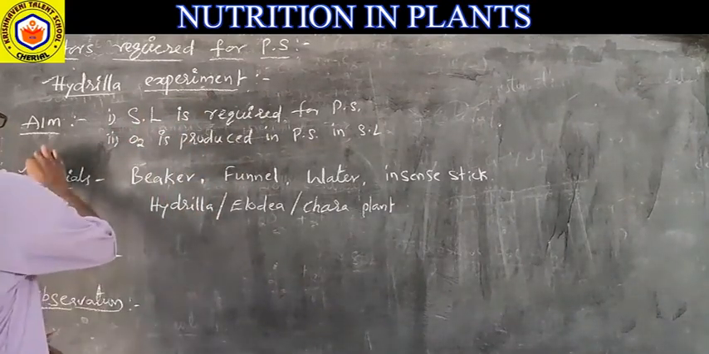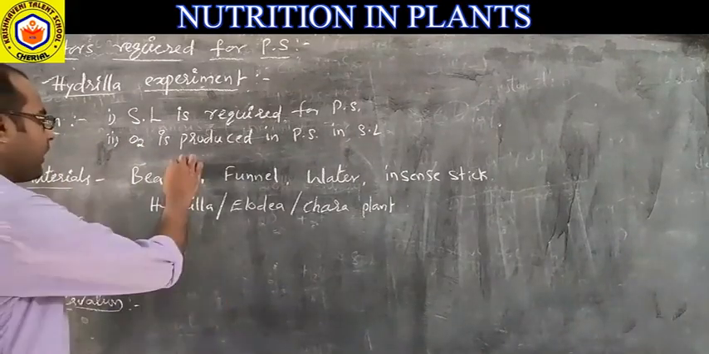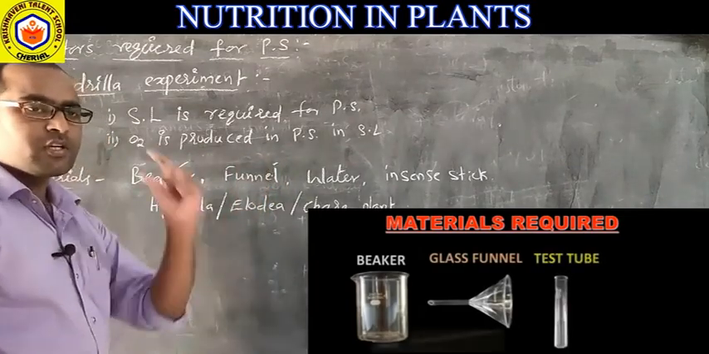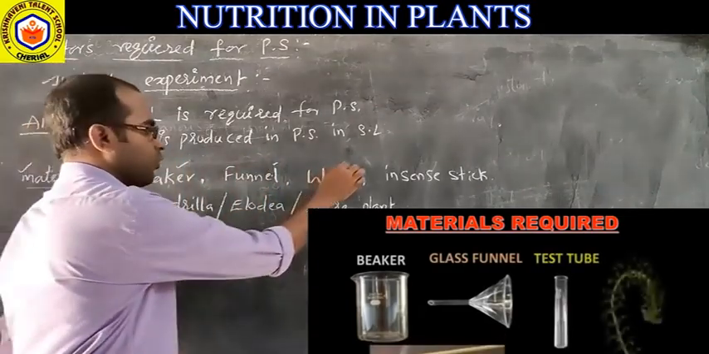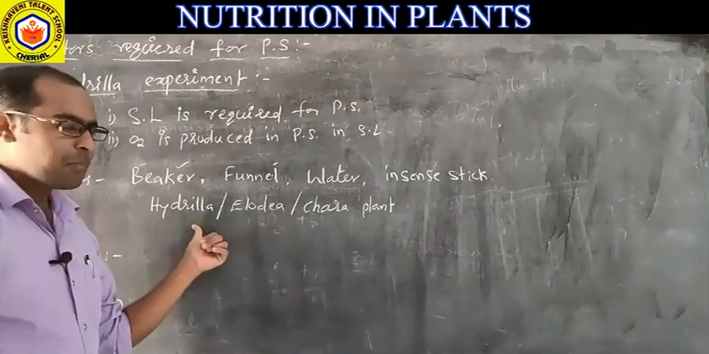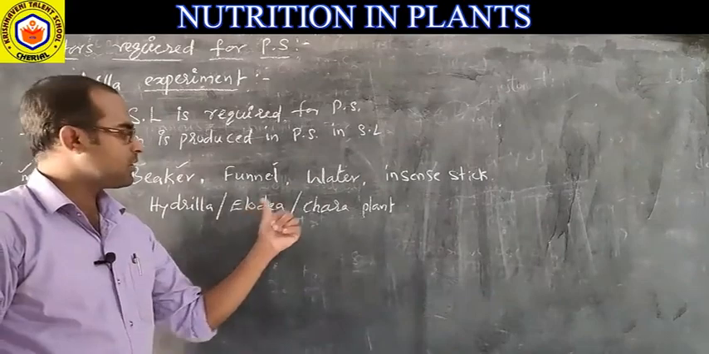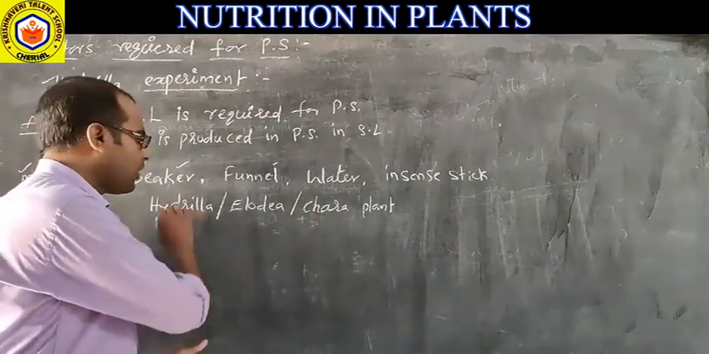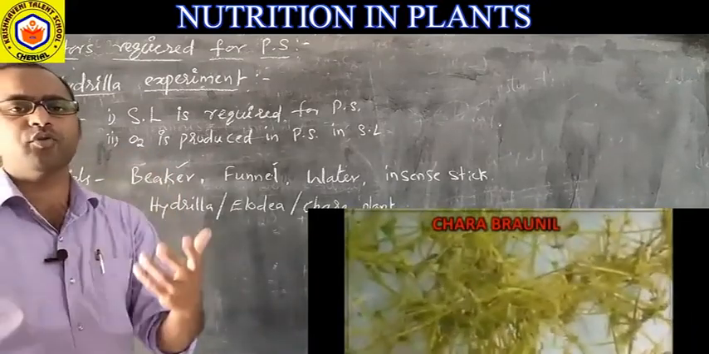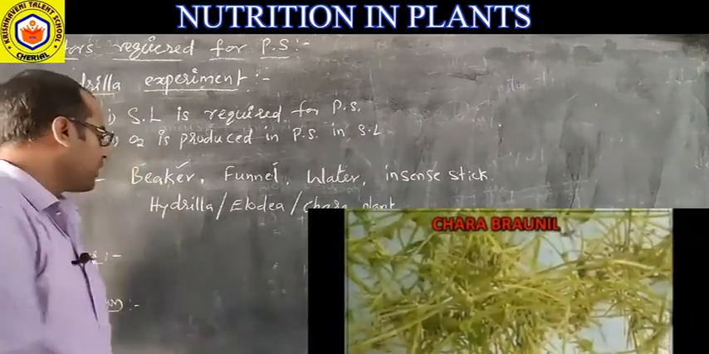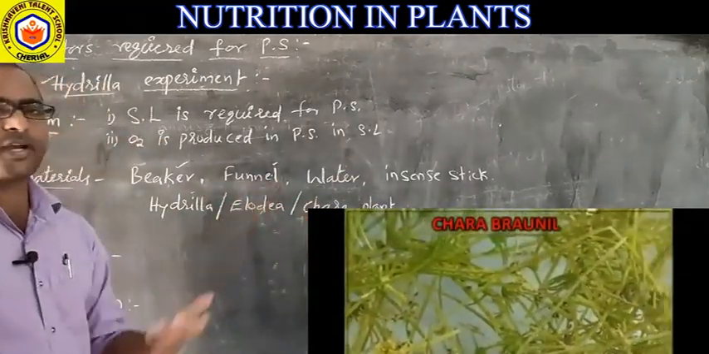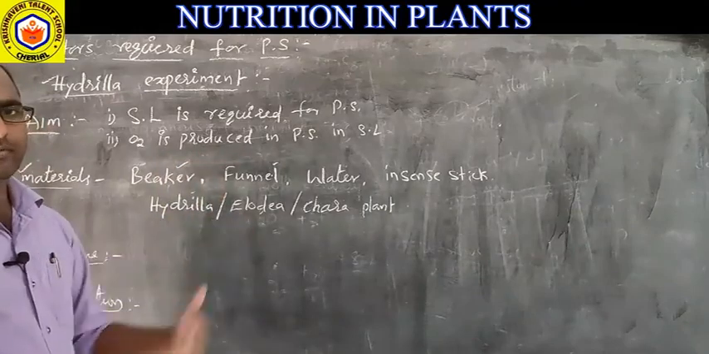Next, what are the materials that we require? We require a large beaker, a transparent funnel with a short stem, water, a glowing incense stick, and Hydrilla, Elodea or Cara plants. These are all small photosynthetic plants which can produce their food by photosynthesis. Whichever plant we can take, we can perform this activity.